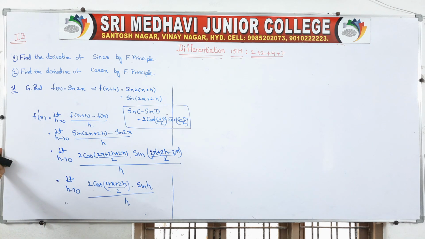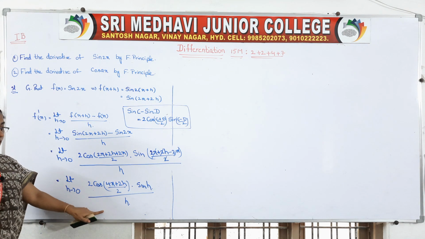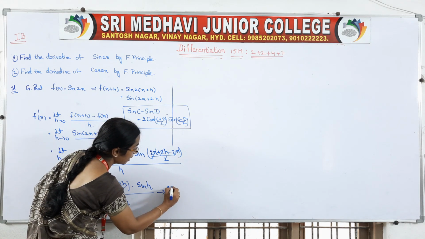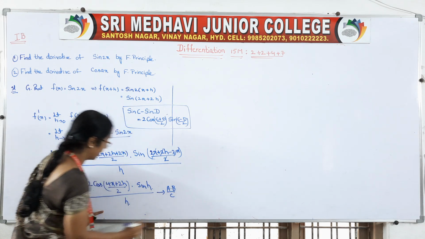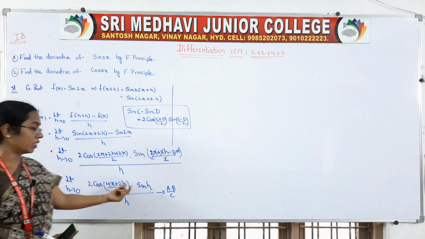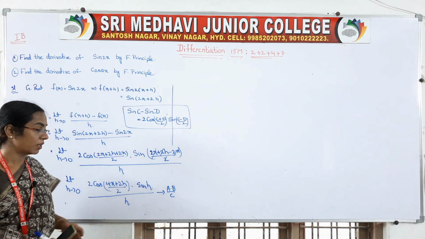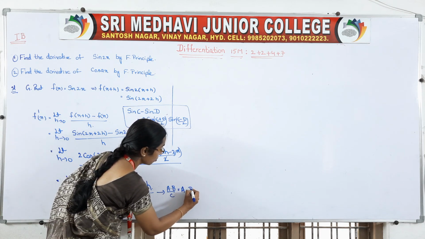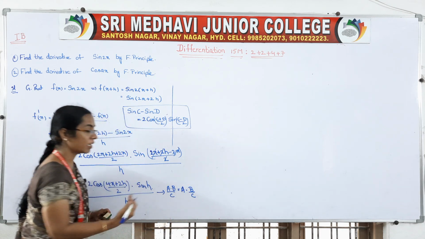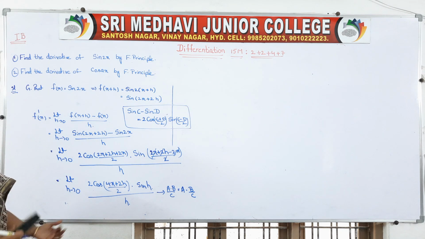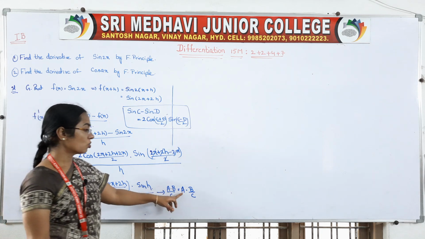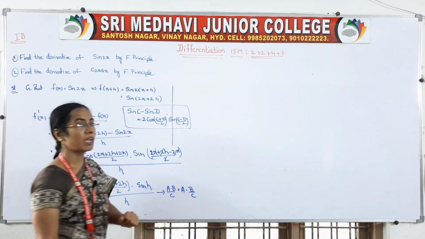Now observe carefully this form, this term. It is in the form of a into b by c, isn't it? This term into this term by this term. Can we write this as a into b by c according to our situation? Suppose the situation demands, can we write? Yes, definitely we can write. It is multiplication, right? So we can write a into b by c.